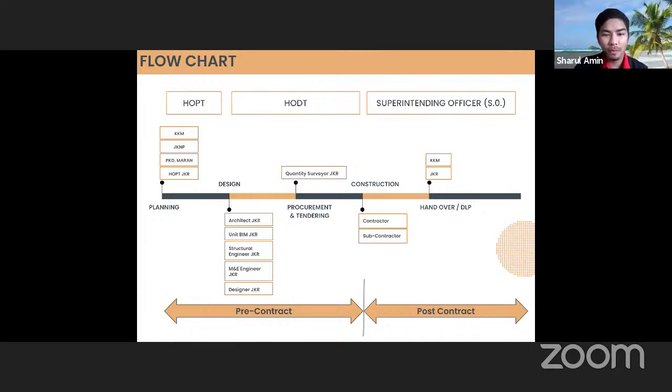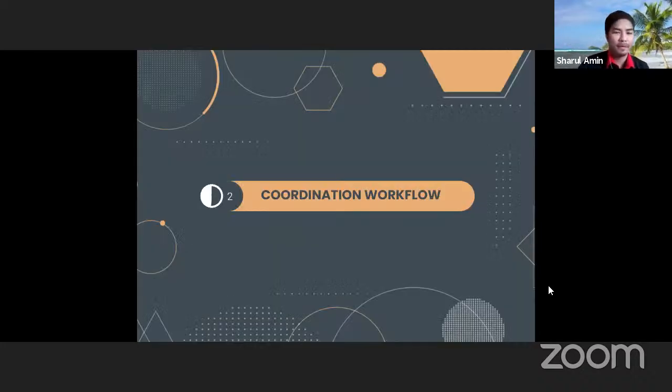And the quantity surveyor will do the procurement and tendering process. And after that, in the construction process, the SO will handle the contract and will appoint the contractor and subcontractor. And then the handover and the LPO process, which the client and HOPT will take over. So that's all for my part. I will invite the next presenter.